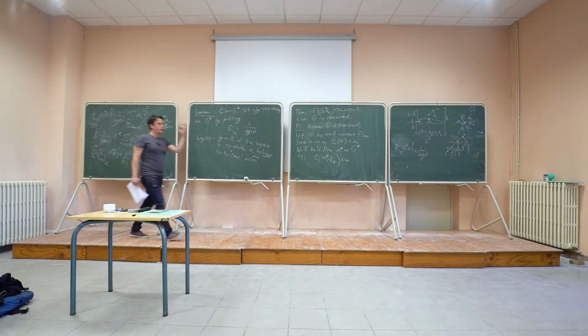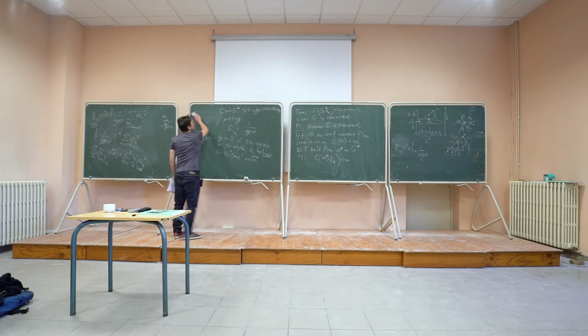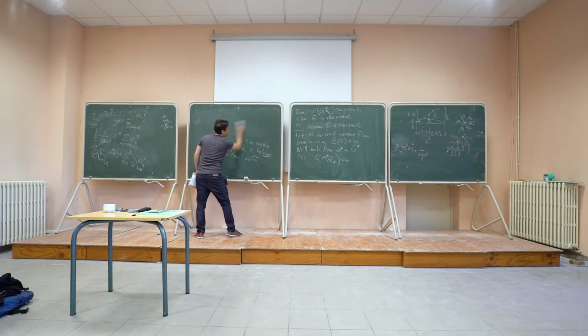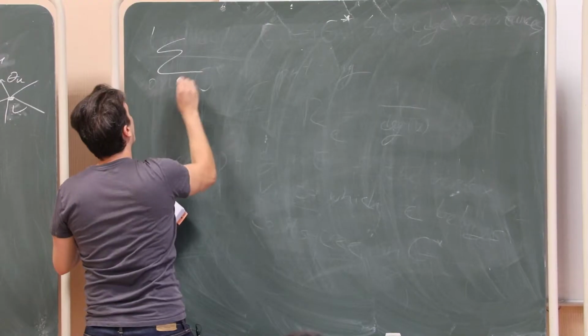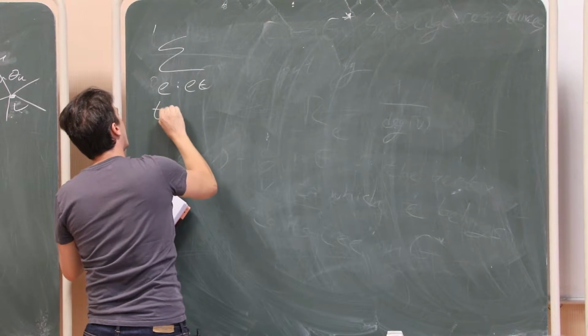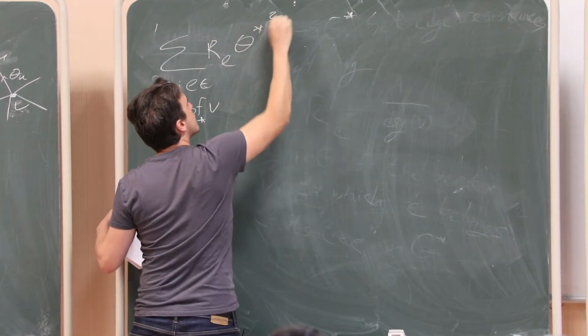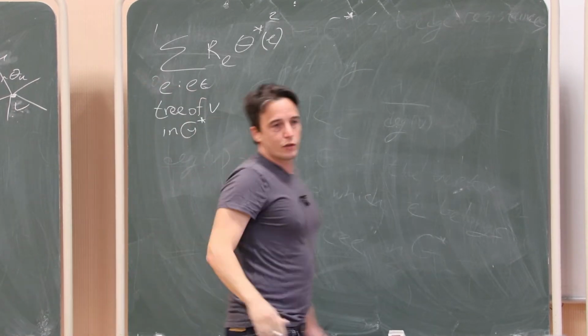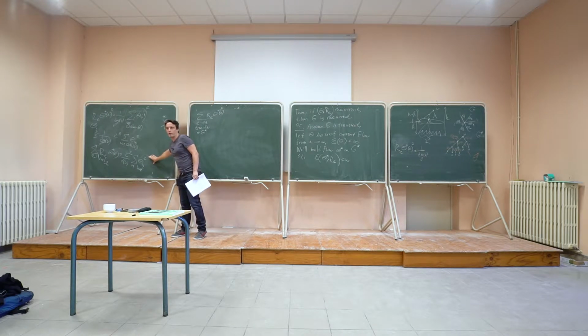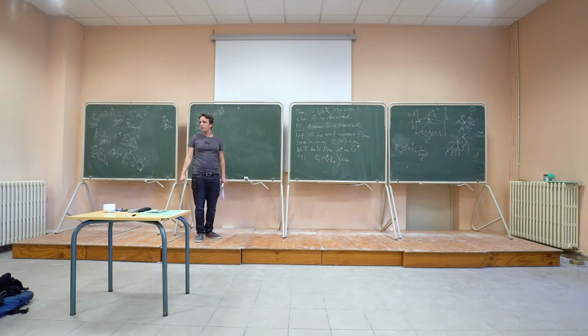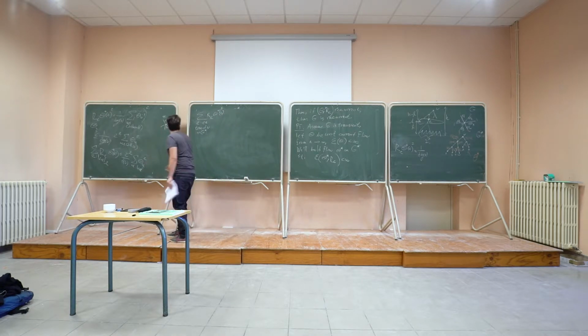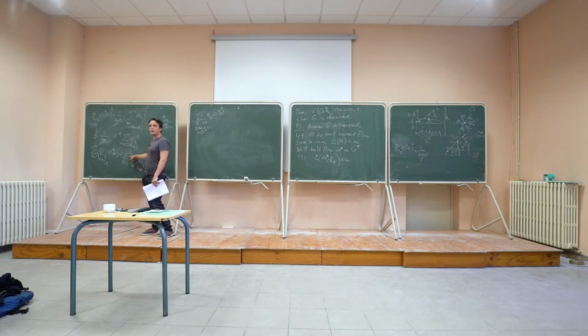So now I summed each level, and I want to sum over all the levels. If I look at the sum over all the edges E belonging to the tree of V in G star, of R_E theta star squared E, I'm essentially summing this estimate over L from 1 to h, where h is log to the base 2 of the degree of V. Now the sum over 2 to the L, from L equals 1 to h, is a geometric sum, so the last term is the one that counts, which is 2 to the h, and that is exactly, up to a constant, the order of the degree.